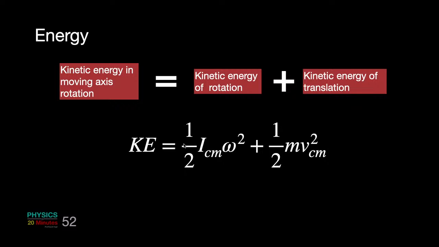A rigorous proof of this equation is also very simple and straightforward. I would recommend you all to explore it on your own. The other component of energy that the rigid body may still possess is potential energy. Potential energy is typically written as m g y of center of mass, where y of center of mass gives its height from a reference point. So that's how you address the energy issue in moving axis rotations.